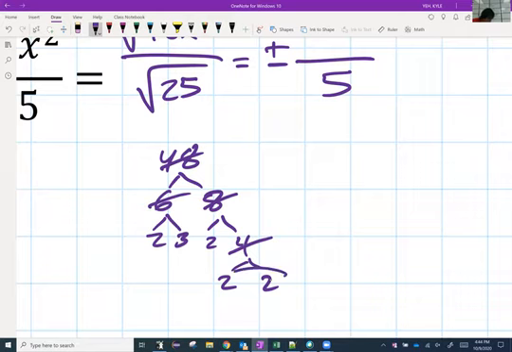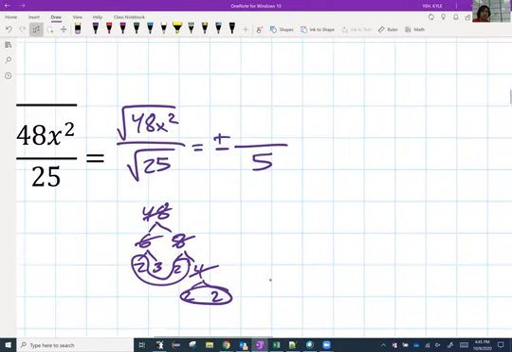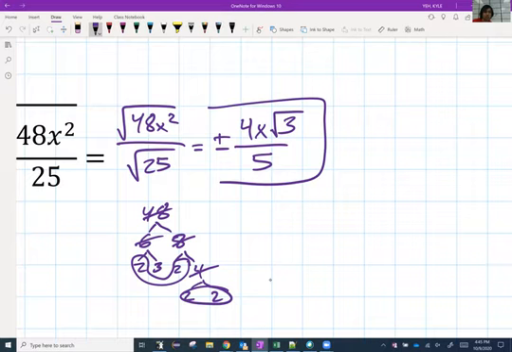Pair of 2s and pair of 2s. So I have 2 pairs of 2s. So I can bring them both out, multiply them. That gives me 4. I'm going to have a root 3 left on the inside because I had that leftover 3 in my tree. And what about x squared? I've got 2 x's. That's just 1 pair that I can pull out. Plus or minus 4x root 3 over 5.